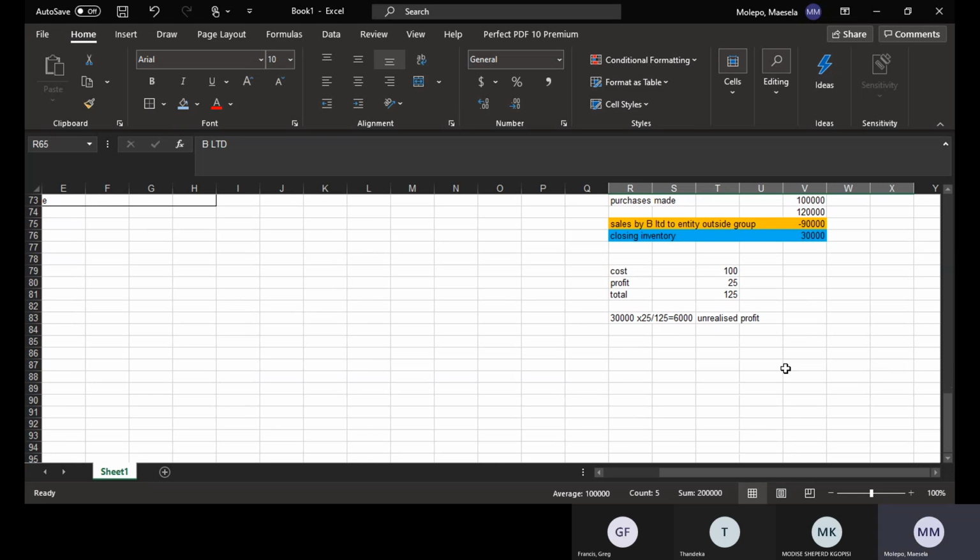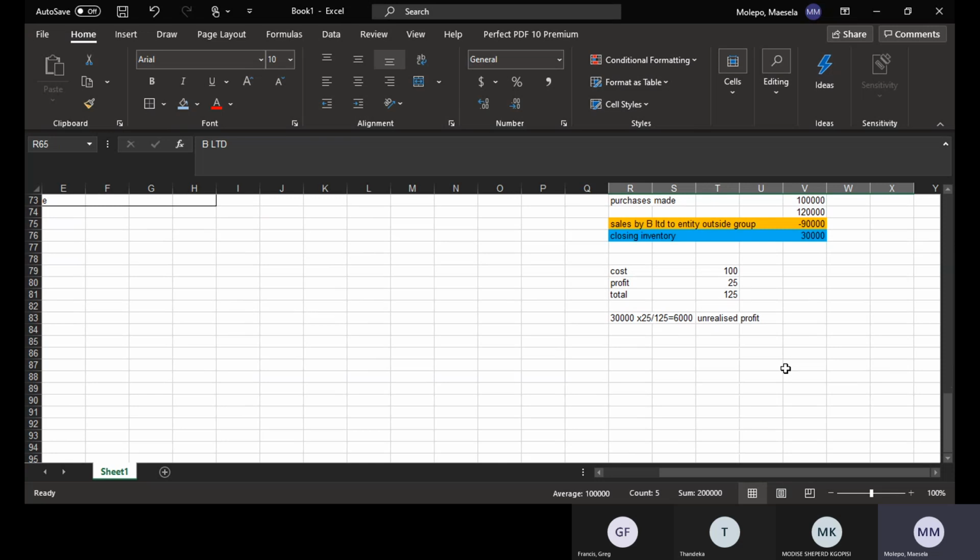A Limited sells inventory to B Limited at a profit of 25%. So that is their markup. B Limited has inventory left at year end, and A Limited's profit includes this intra-group profit. Since we evaluate the company as a single entity, we need to eliminate the intra-group profit, the unrealized profit, as it was profit earned from within the group but not yet realized outside the group.